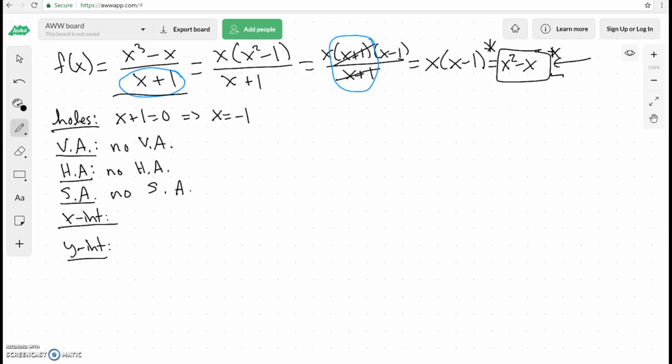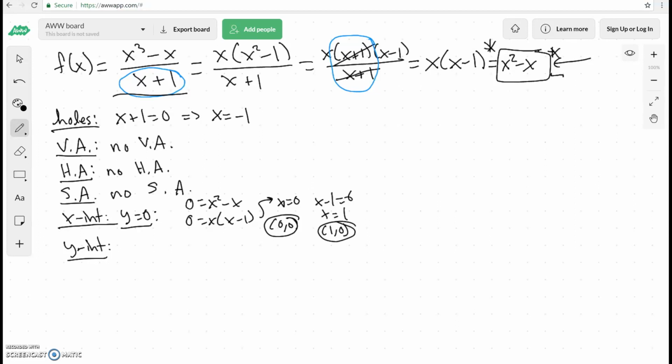This will actually have x-intercepts. What you can do is set y equal to 0 to get your x-intercepts. So you're going to get 0 equals x squared minus x. Well, we can factor this, and what we're going to get is x equals 0 and x minus 1 equals 0, which is x equals 1. So we have 2 points, 0, 0, so it's going to go through the origin, and it's also going to go through 1, 0. So I have 2 x-intercepts. For my y-intercept, I'm going to set x equal to 0. So y equals 0 squared minus 0, which is just 0. So I only have 0, 0 as my y-intercept.